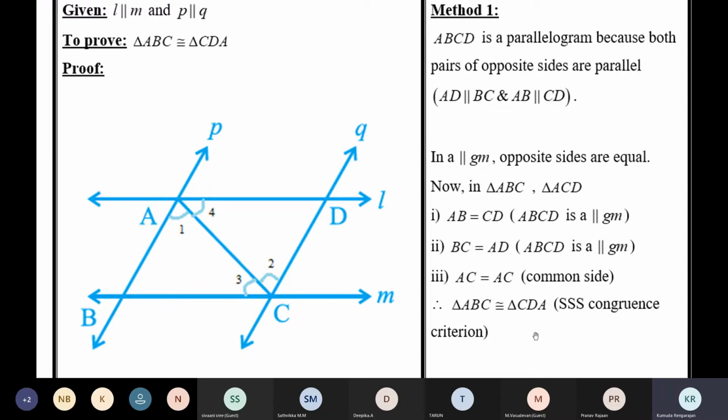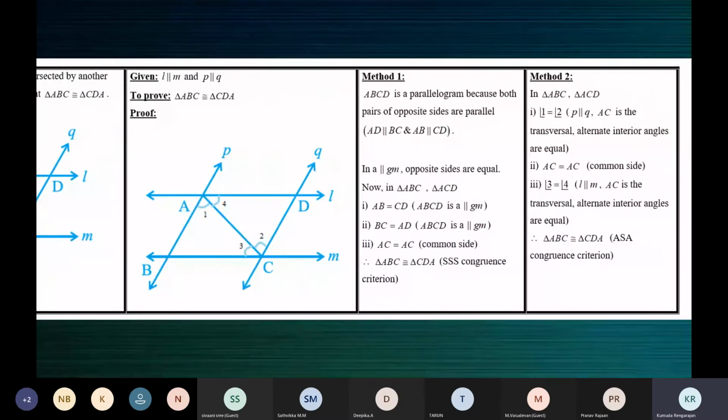Shreyas, please hold your question. Let me explain method 2 and then I'll come back to your questions. In fact, anybody who has a doubt with this, please get back. Finish the second method.